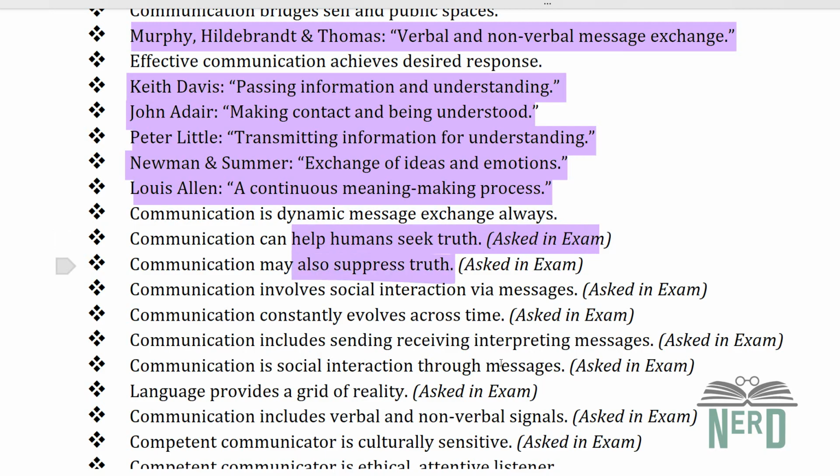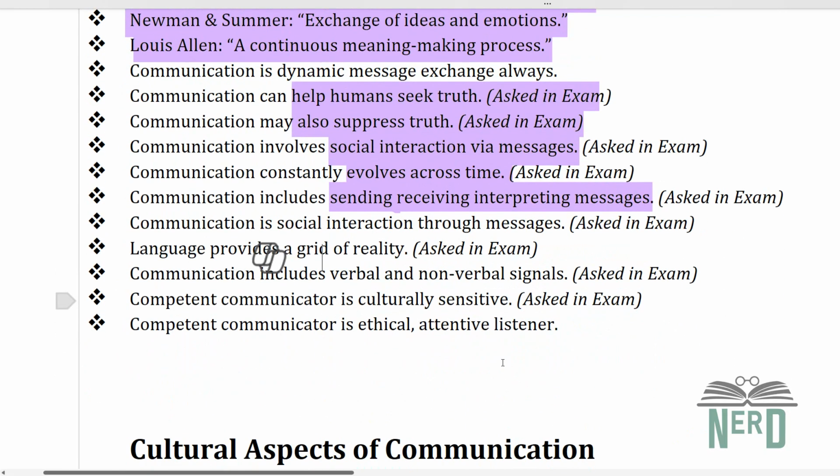and at the same time, it can also be used to suppress truth. Communication is social interaction through messages, and it is continuously evolving. It includes the sending, receiving, and interpreting of messages, which has also appeared in exam. Language plays a special role. It gives us a grid to understand reality.